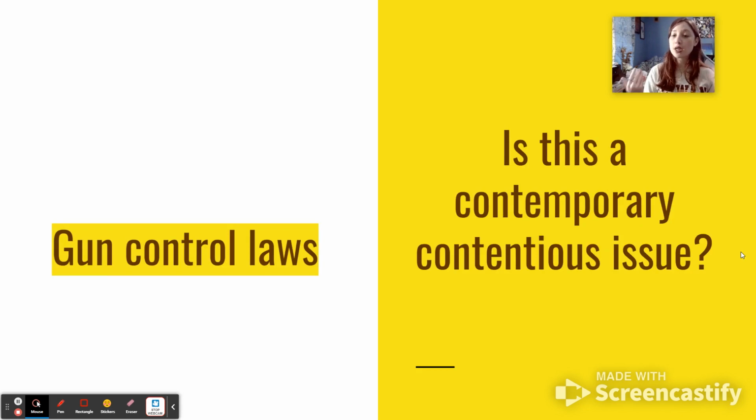Okay, contemporary contentious issue, gun control laws. Is it contemporary? Is it contentious? Are there multiple stakeholders? Take a second.